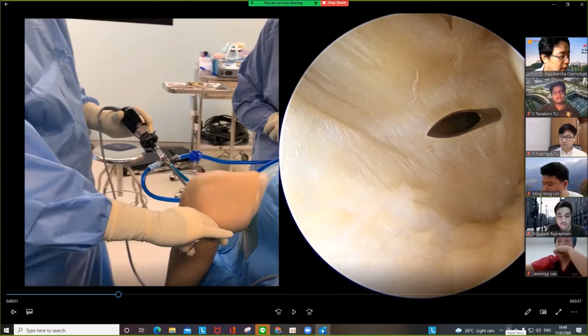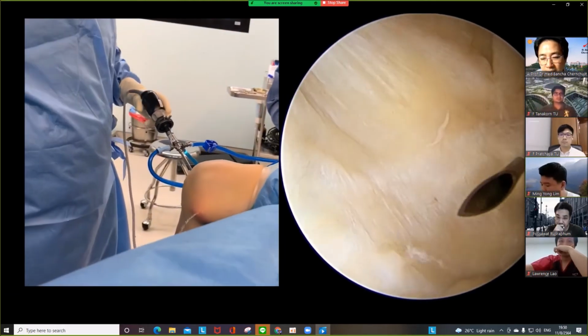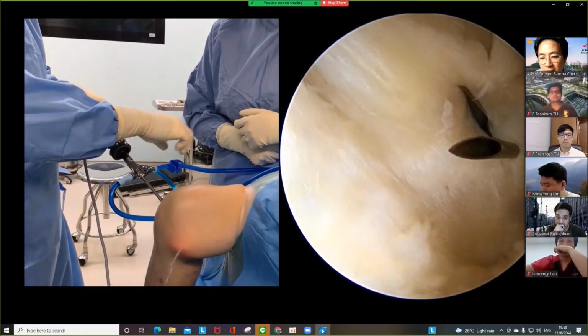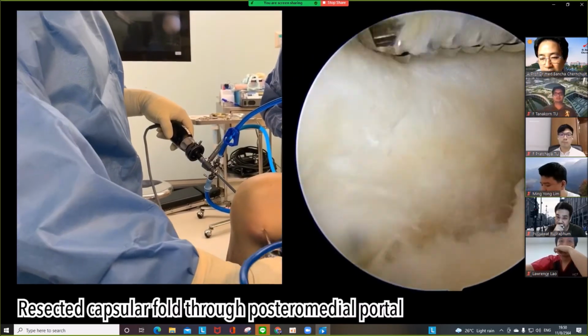If the patient is not too thick, you can turn off the light to see the transillumination. Okay, and put the needle in. So this needle will be just above the joint, and about 1 centimeter behind the posterior condyle of the femur. Like that. And then use the knife to open the posteromedial.